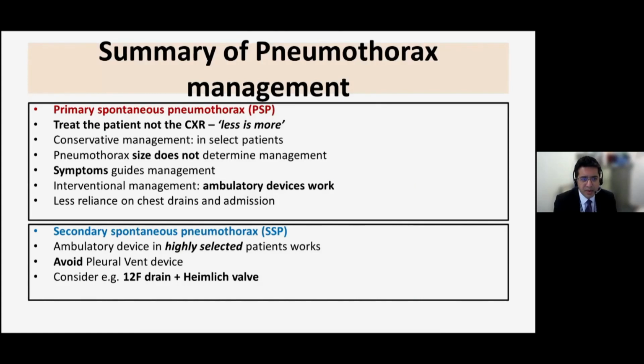So in summary, in primary pneumothorax, I think less is more. Treat the patient, not the X-ray. Conservative management may be suitable in selected patients. Symptoms guide management, and ambulatory devices may work. Ambulatory devices in secondary pneumothorax are probably only for highly selected patients, and you want to avoid the pleural vent. A drain with a Heimlich valve may work.